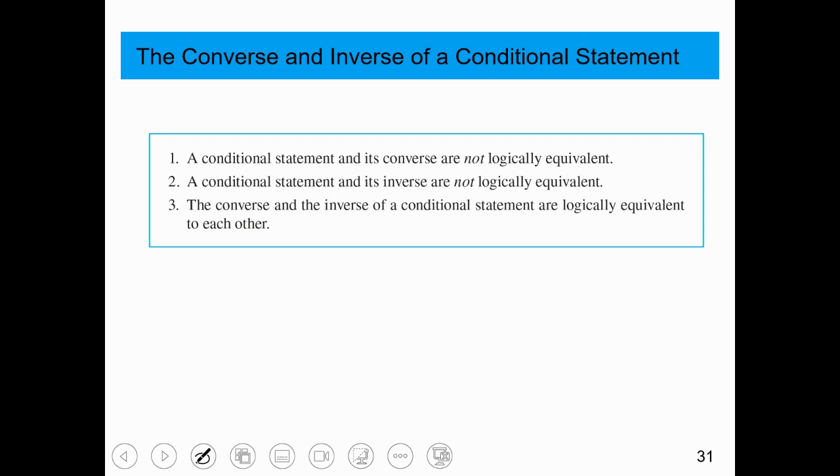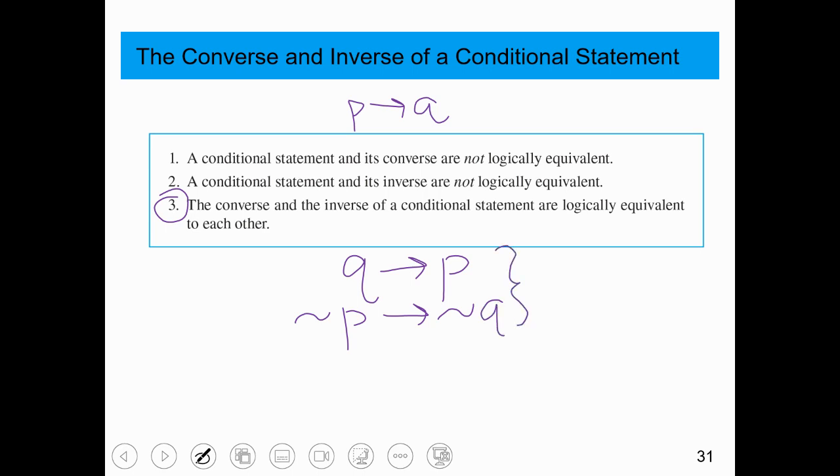Now, the third point is interesting. The converse and inverse of a conditional statement are logically equivalent to each other. So remember, if you have P implies Q, the converse is Q implies P. The inverse is not P implies not Q. Notice that these two statements are simply contrapositives of each other, and that's why they are logically equivalent.